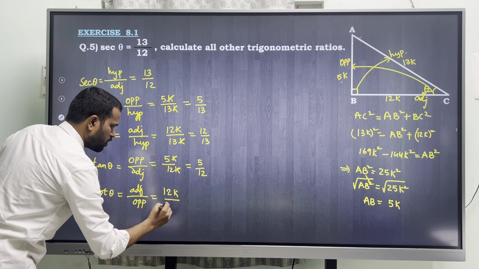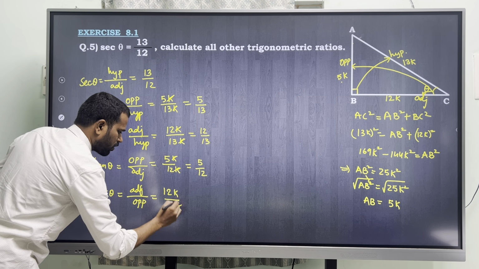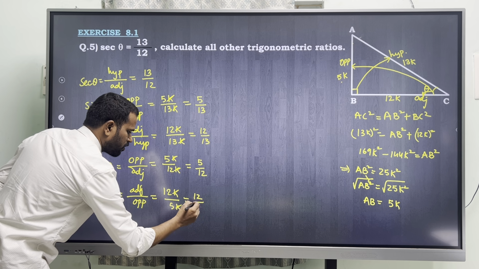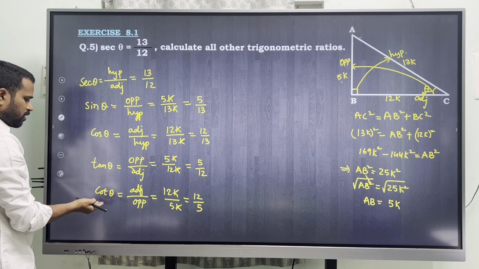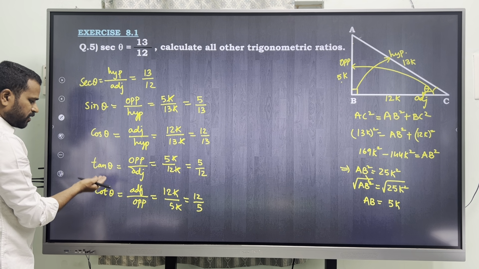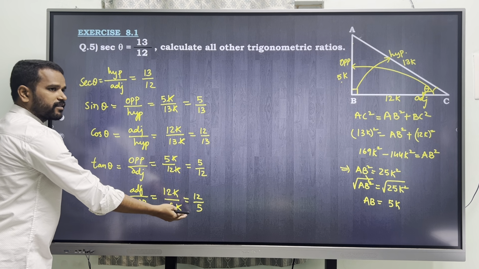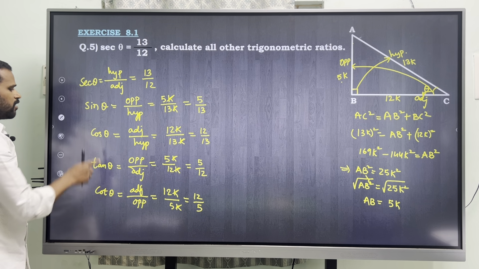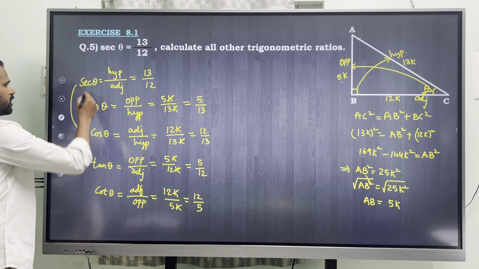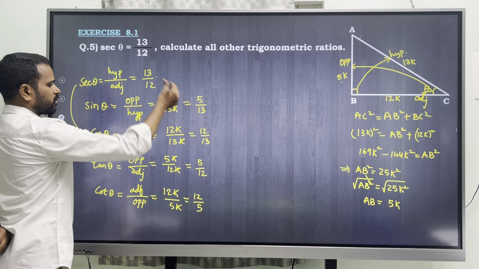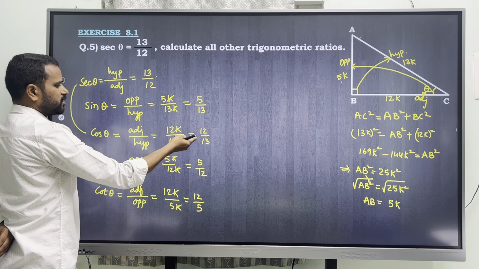12k upon 5k. So 12 by 5. We also know that cot theta is the reciprocal of tan. So if you reciprocate, you will get the same thing here. Understand? Also observe these two, secant and cos. They are reciprocals of each other. See, this is 13 by 12, this is 12 by 13.